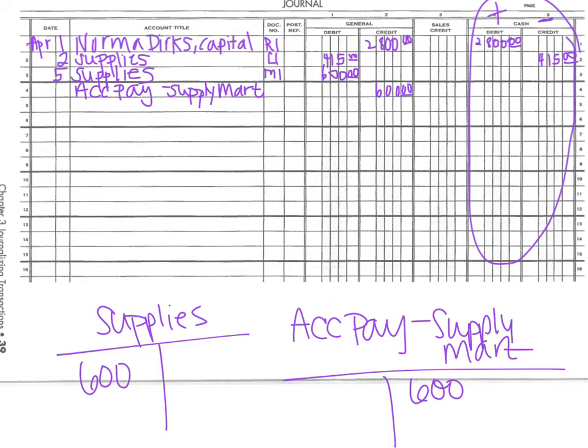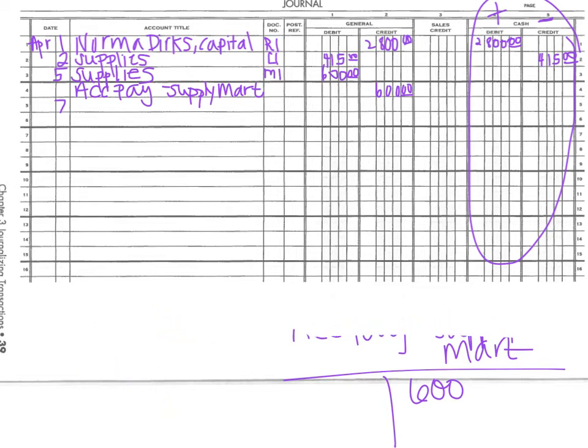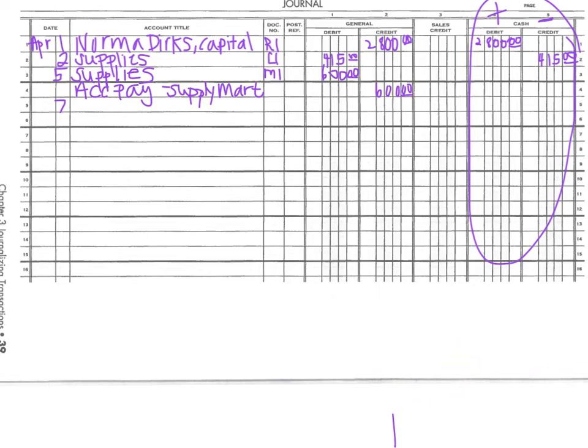On April 7th, we paid cash for insurance. So since we paid cash, I'm going to record that in my cash column. And we bought insurance, so I need to write down insurance as my account. And we paid with check number 2, so we need to write C2 as the document number.